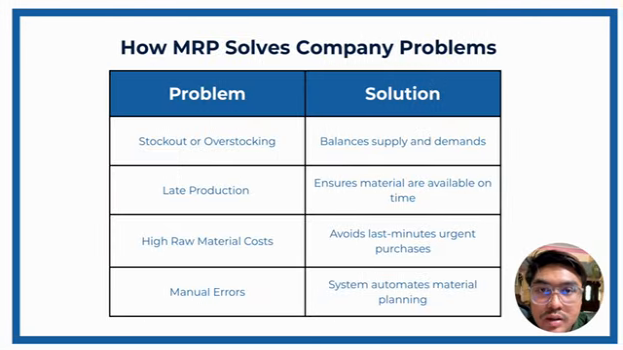How does MRP solve company problems? Problem and solution. Firstly, stock-out or overstocking, and the solution is balanced supply and demand. Second, the problem is late production, and the solution is to ensure materials are available on time. The third is high raw material cost, and the solution is to avoid last-minute urgent purchases. Lastly, the problem is manual errors, and the solution is that the system automates material planning.